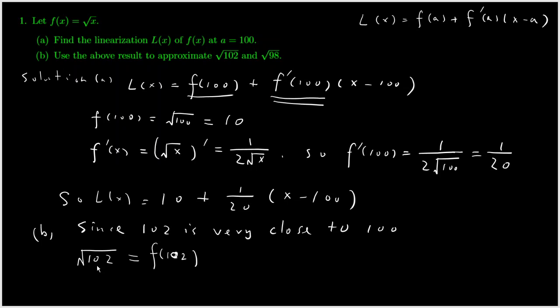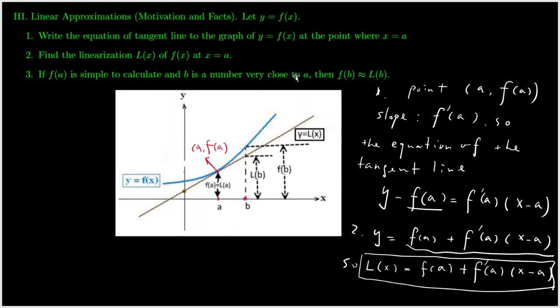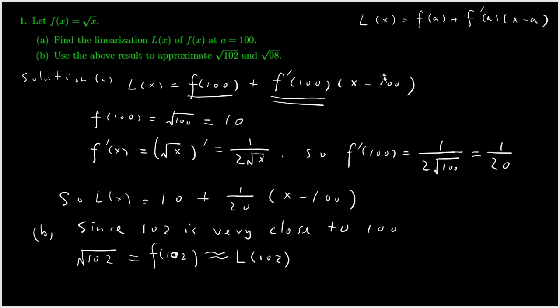So the value of the function at 102 can be approximated by the value of the linear function L of x at 102. Do you see it here? In general, when b is very close to a, then the value of the function at b, at 102, can be approximated by the value of L of x at 102, right?